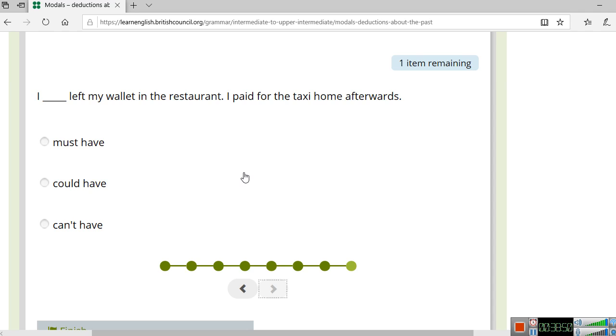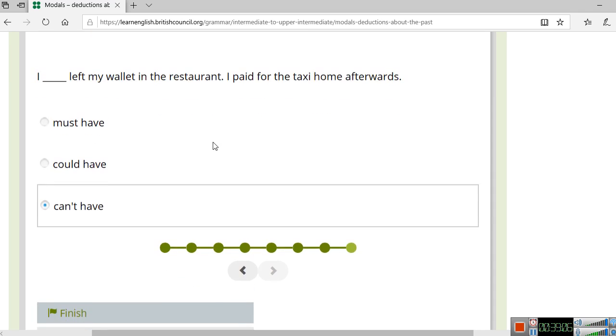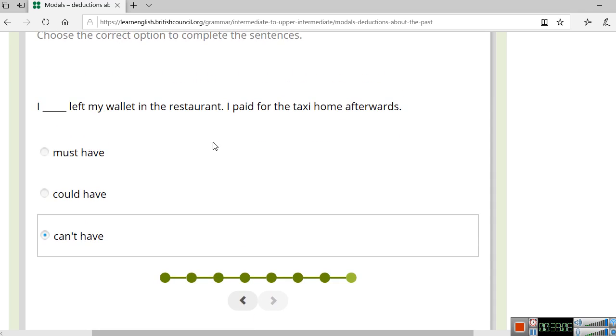Okay, for me the answer is number C. I can have left my wallet in the restaurant, pay for the taxi home afterwards. Which one I can't have, teacher. And why do you think that's the option?